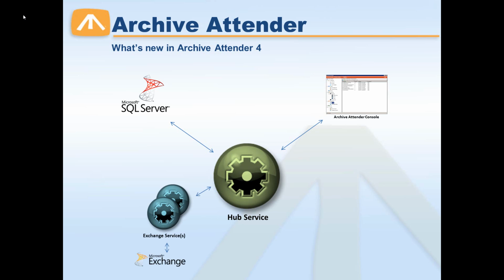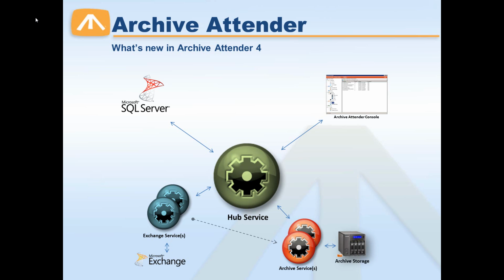other Archive Attender processes. An Exchange service handles all data transfer to or from the Exchange mailboxes. A dedicated archive service manages and updates all archive storage locations. For customers with distributed environments, such as Exchange servers in multiple locations, an Exchange and archive service can be installed at each location. These services communicate directly during a policy run to minimize network traffic.